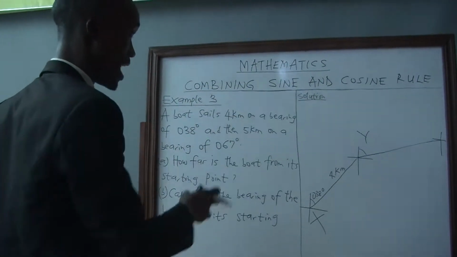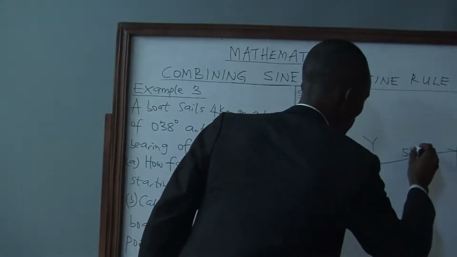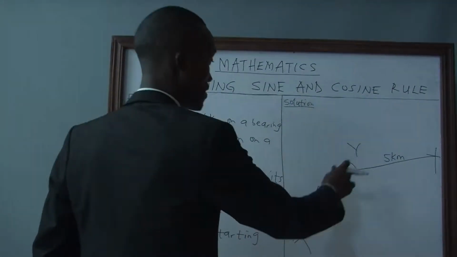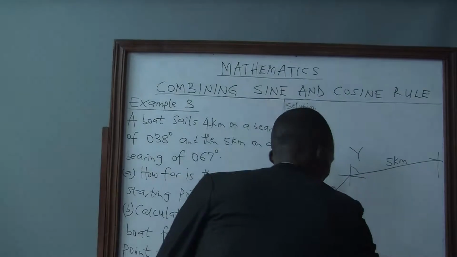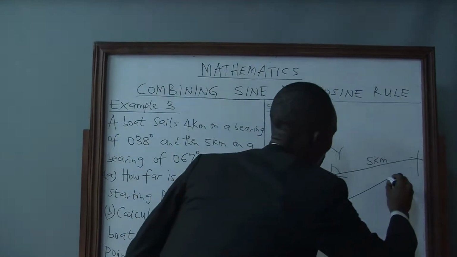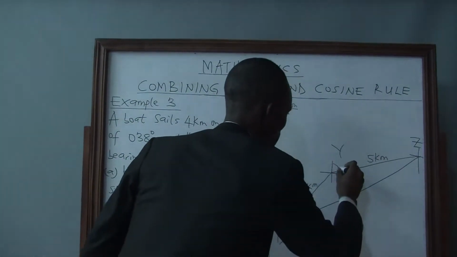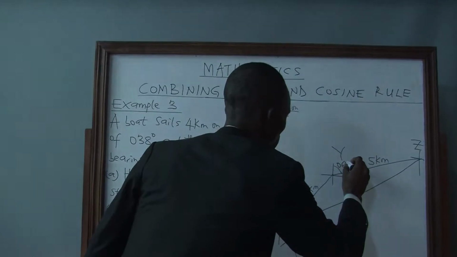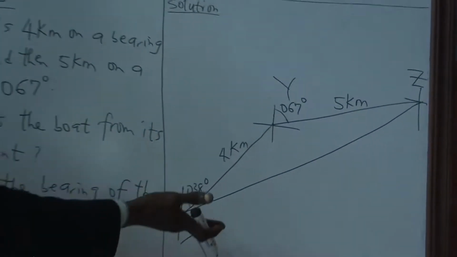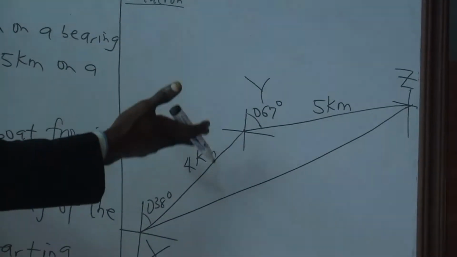If you look at the two lines, we notice that the one I used to represent 5 kilometers is a little bit longer than the one I used to represent 4 kilometers. Then I will use a straight line to join the two. So I will call this one Z. Then this is 067 degrees. Now the first task from here is to get the angle that we need.